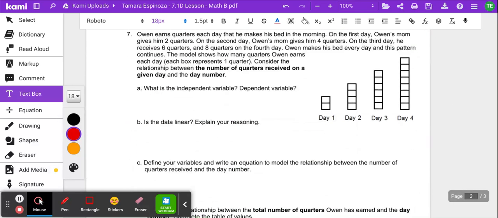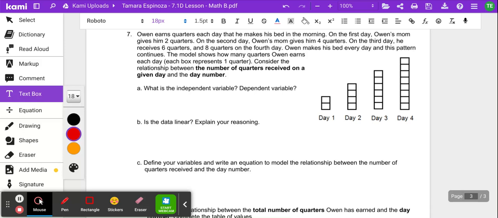Owen earns quarters each day he makes his bed in the morning. On the first day, Owen's mom gives him 2 quarters. On the second day, his mom gives him 4 quarters. On the third day, he receives 6 quarters, 8 quarters on the fourth day. Owen makes his bed every day, and this pattern continues. He's going to be rich.